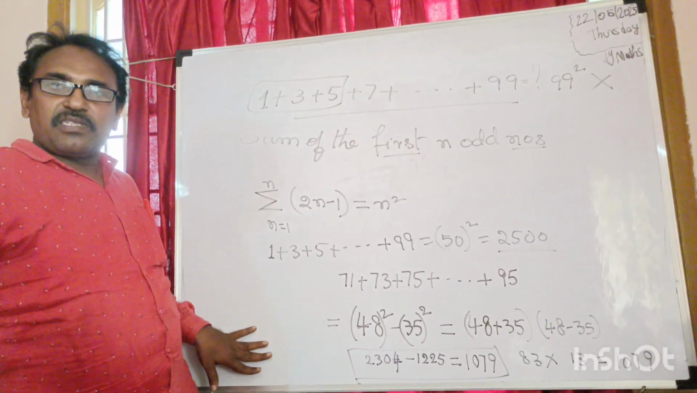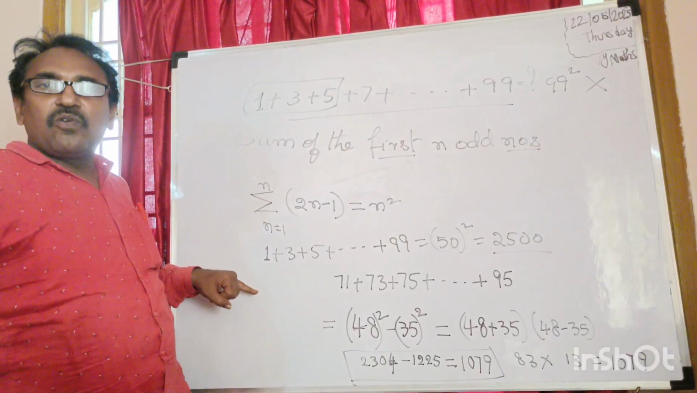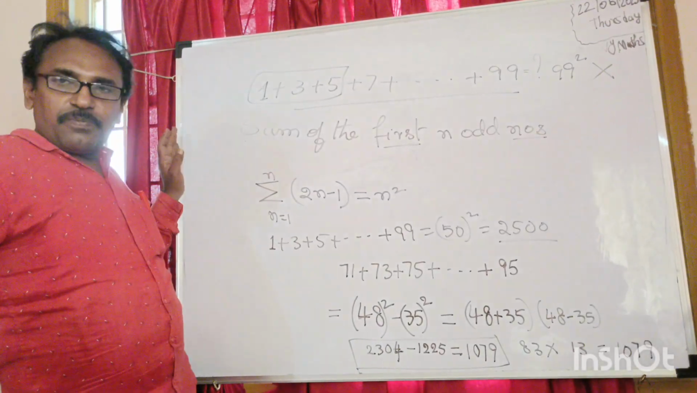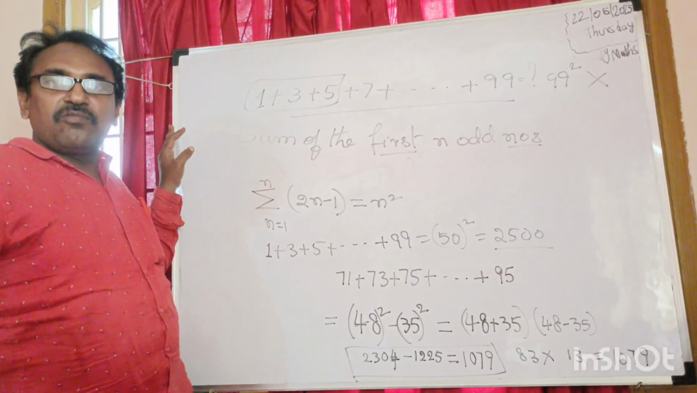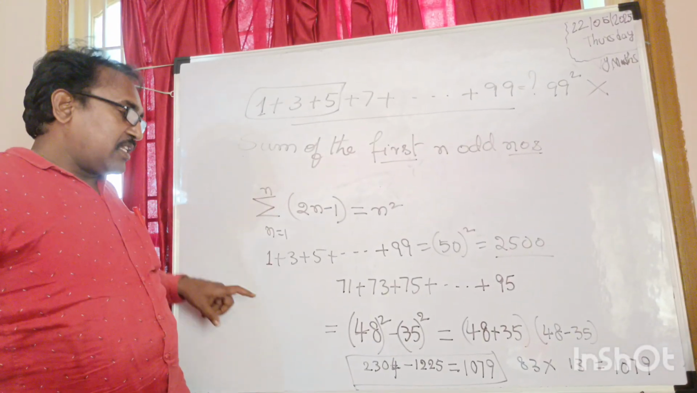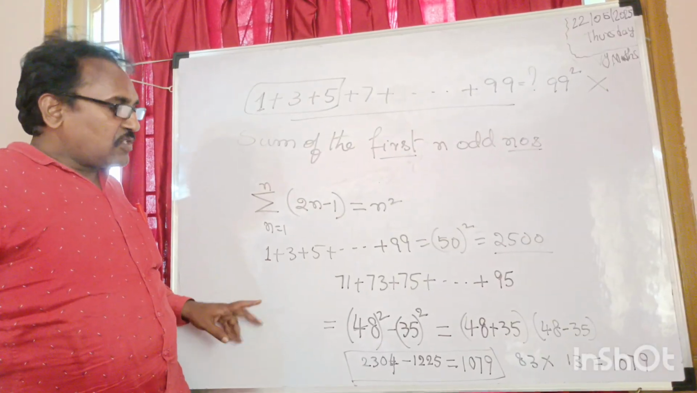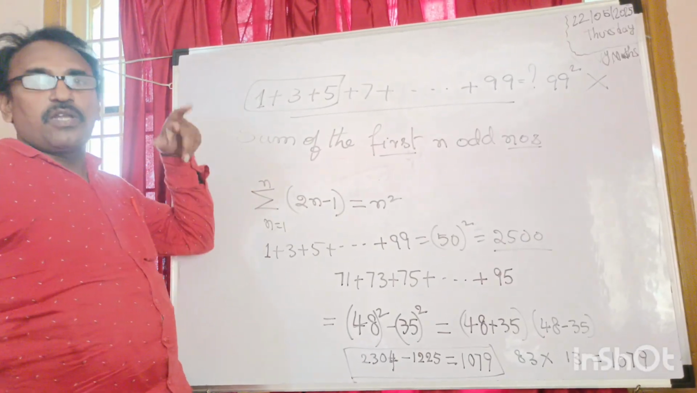To work out problems based on numbers, it is very important that you know the multiplication tables up to 20, the basic formulae of algebra, squares up to 25 at least, and cubes. If you know the squares up to 25, I will tell you a shortcut method to find squares of numbers up to 125. That we'll do in another video.